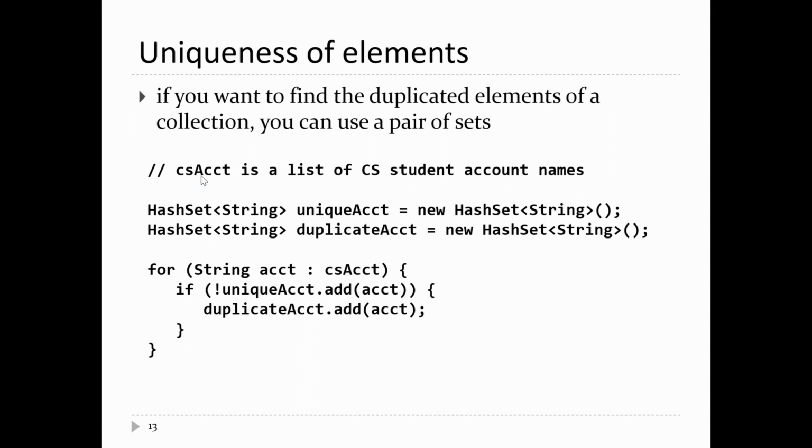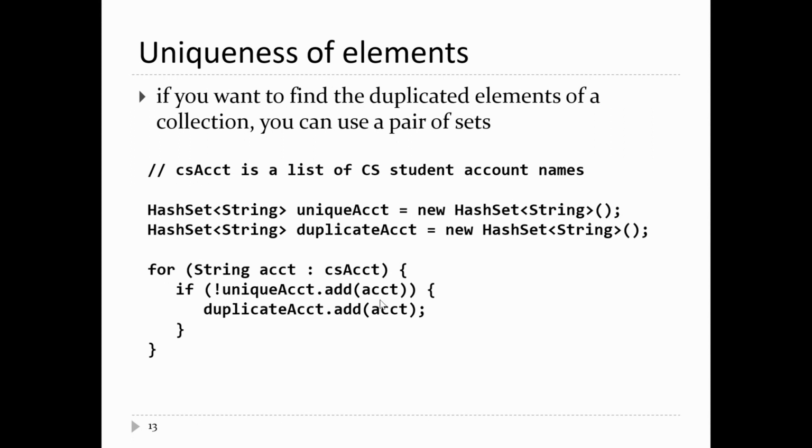I'm going to try to add each account name from the original list to the unique account set. So for each account name in the list, I'm going to try to add that account name to the set of unique accounts. The add method for set returns true if the element is successfully added to the set. It returns false if it's not added to the set. Or in other words, it returns false if the account name is already in the set.